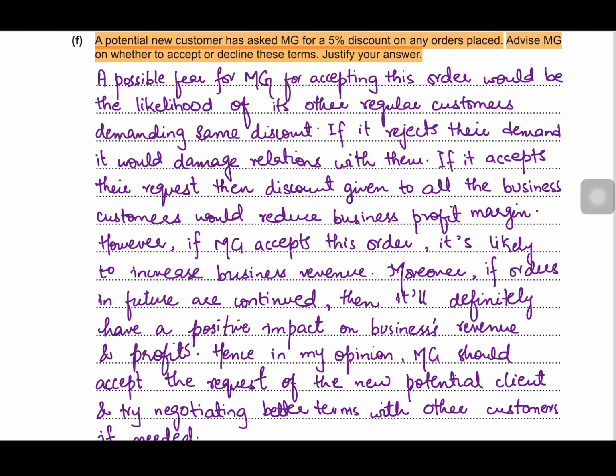A possible fear for MG for accepting this order would be the likelihood of its regular customers demanding the same discount, the 5% discount that the new customer is asking for. This is the first point. Second is, if it rejects the demand of the existing customers, it would damage relations with them. So another problem. However, if it accepts their request, the discount given to all the business customers would reduce the business profit margin. So these are the potential problems that can arise if we accept this order.